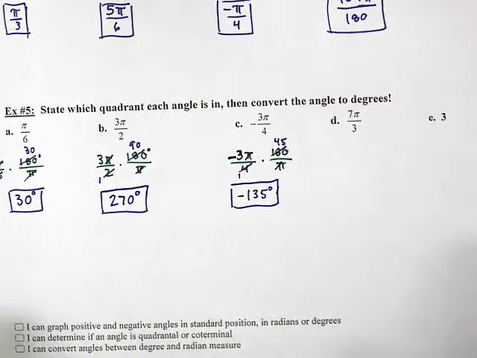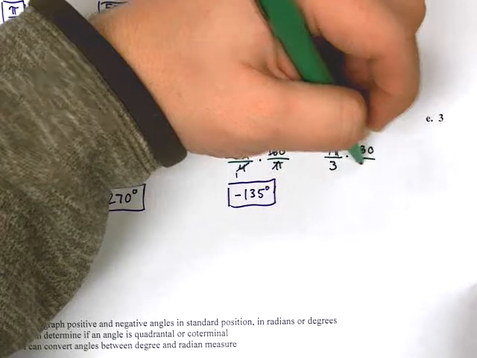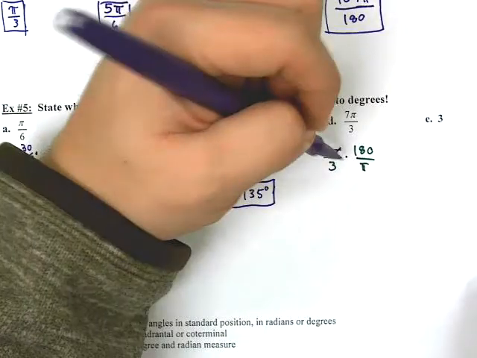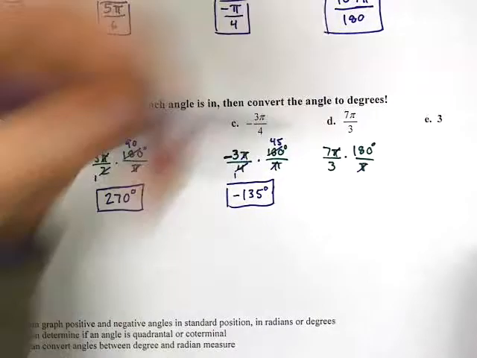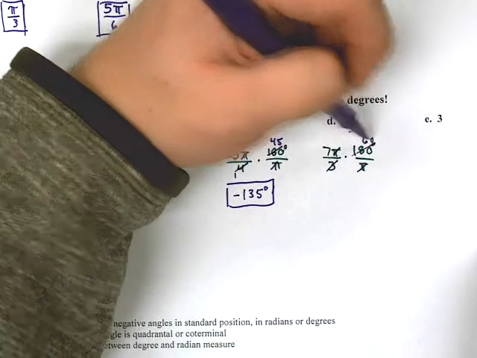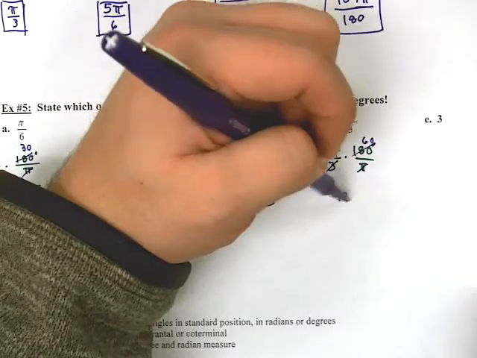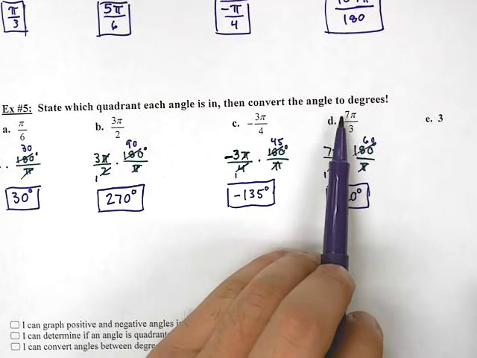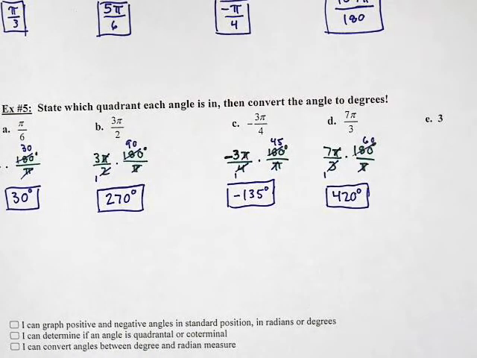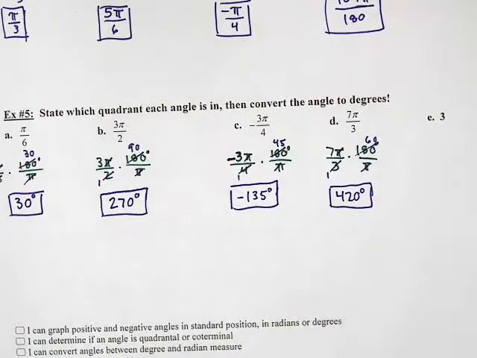All right, next one, 7 pi over 3 times 180 over pi. Let's see here, pi's cancel. Oop, I'm forgetting my degree symbol, sorry. 180 and 3 is 60 and 1. And then 7 times 60 is 420 degrees. That should make sense, right? 7 pi over 3. If we went back a little bit, I think we drew that one. Did we? Yeah, we did. We drew that one over here, and that went all the way around. So it makes sense that it's greater than 360 degrees.